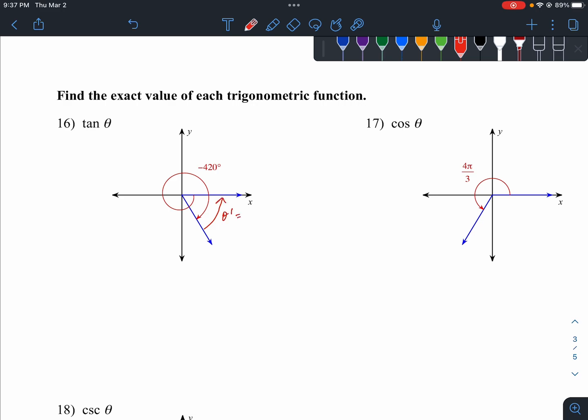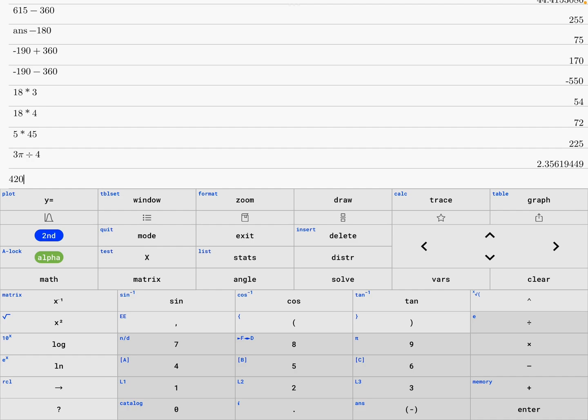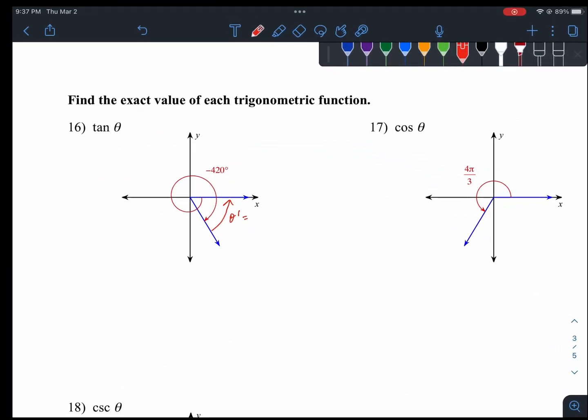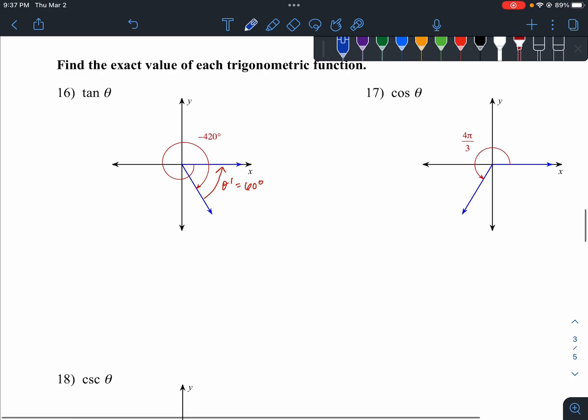So we're going to need to do 360, so 420 minus 360, and that's going to be equal to 60 degrees. So this is 60 degrees right here, because it had to rotate 360 and another 60 degrees to get to negative 420. Okay, so there is 60 degrees. Then what I like to do is to carve out or make a triangle. So here's my triangle.